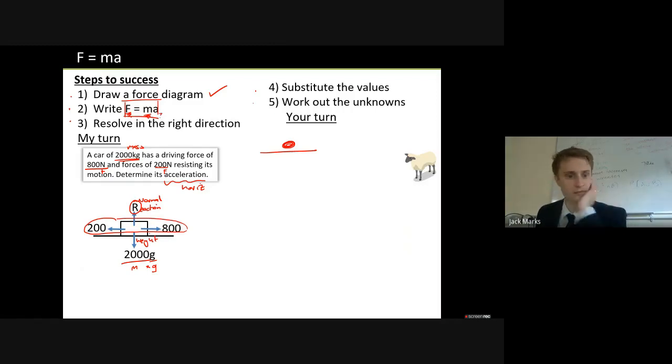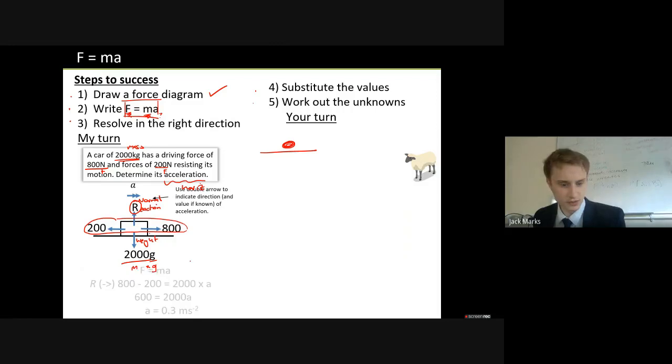So the resultant force in the horizontal direction is going to be 600. So 800 minus 200, 600, is equal to mass times acceleration. Mass has to be in kilograms, okay? So 2000 times a. And you can see we end up with our answer there. Seems really, really straightforward.